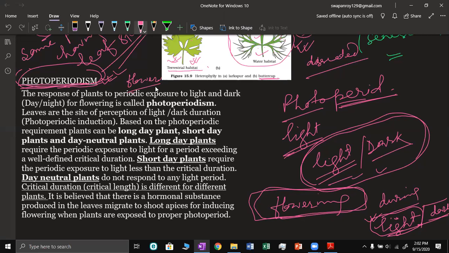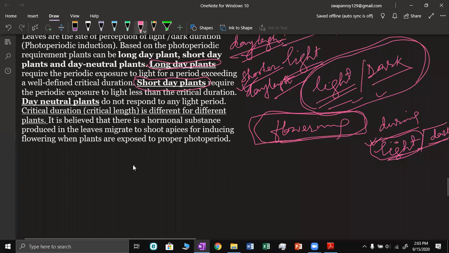Some plants require longer day length, the others require shorter day length. So this is the long day plant and short day plant. Now, what is this longer day length and the shorter day length? There is one term called the critical day length or the critical period.